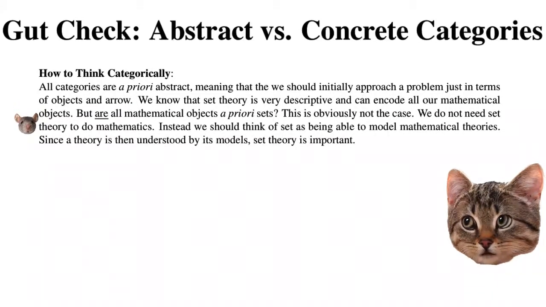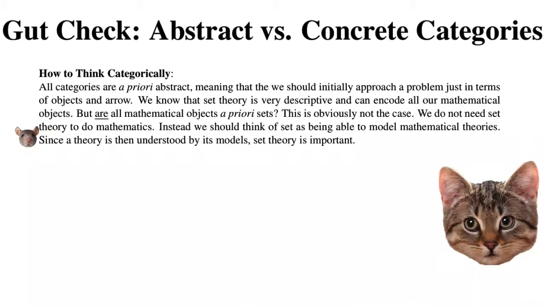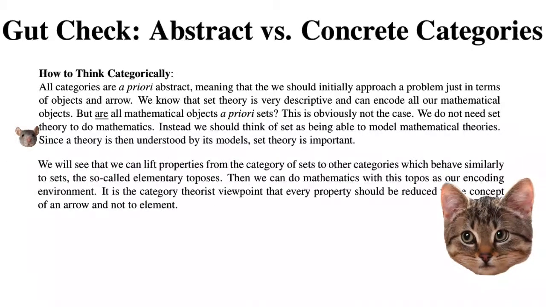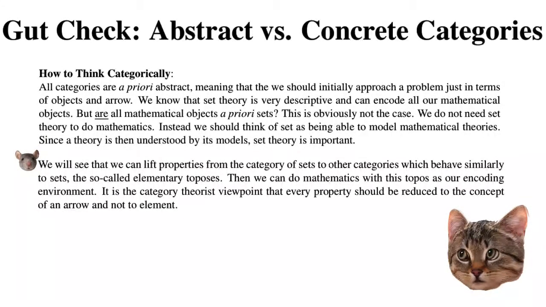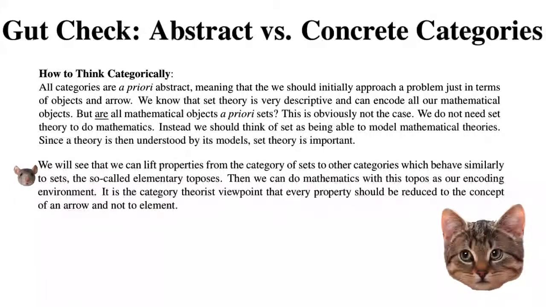Instead, we should think of sets as being able to model mathematical theories. It's an encoding. Since a theory is then understood by its models, we see that set theory is important, and so we should try to understand set theory. We will see that we can lift properties from the category of sets to other categories which behave similarly to sets, the so-called elementary toposes. Then we could do mathematics with this topos as our encoding environment.